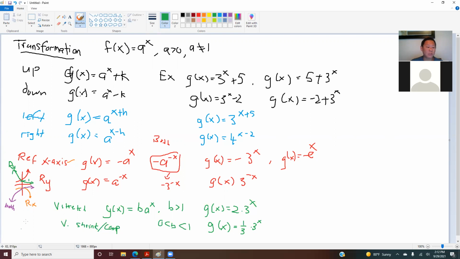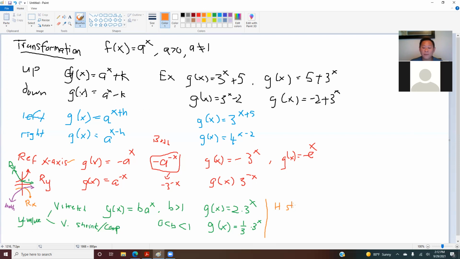And when you do a vertical shrink, your y value will be affected. So for example, the 2 means you double, the 1/3 means you cut it by a third, you divide your y value by 3. The last transformation we have in this case is the horizontal stretch. Vertical means you go up and down. Horizontal means you go sideways, left and right.